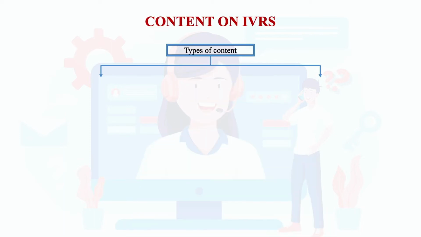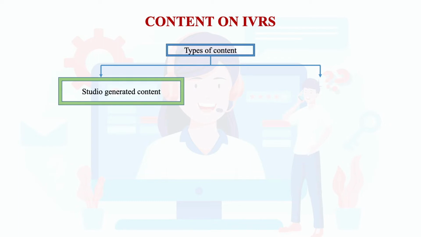Now let us see what is content on IVRS. What are the types of content on the IVRS? Broadly, there are two types of content. First is studio generated content, and second is user generated content. Studio generated content could be of many kinds.